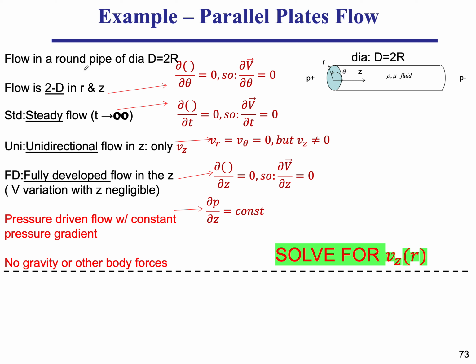So when we're saying that our flow is 2D, that means 2D in R and Z. That means it's independent of the third dimension, which is theta. So d by d theta is 0, which is also the same thing as being axisymmetric. So 2D and axisymmetric, because axisymmetric tells you that d by d theta is 0. So here I should type axisymmetric.